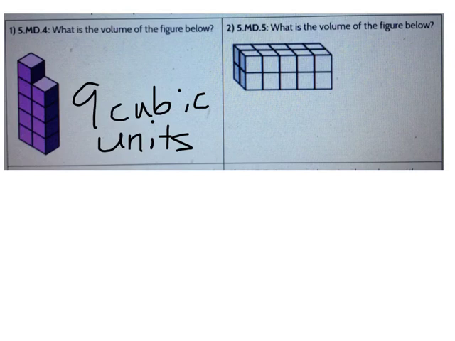Now let's find the volume of the figure below. To do that, we need to know the length, the width, and the height. First, let's count the number of cubes in one row of the bottom layer. What is the length? Well, I can see there's 1, 2, 3, 4, 5. The length is 5. What is the width? How many rows are on the bottom layer? The width is 1, 2.